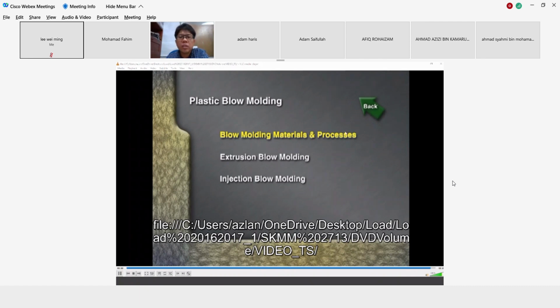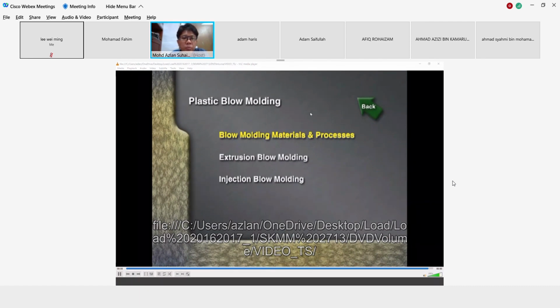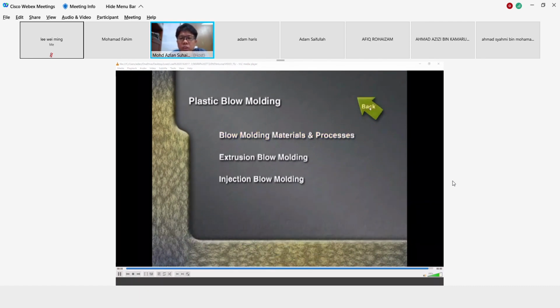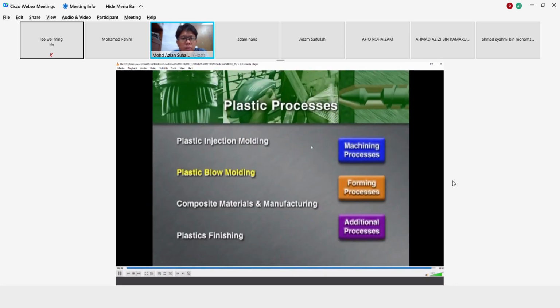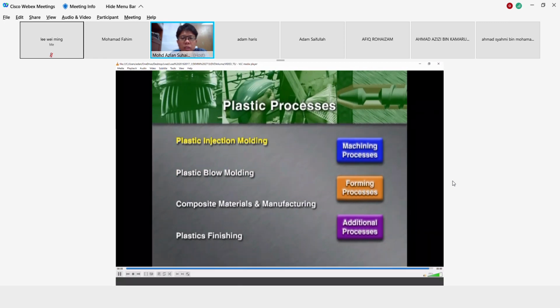Okay, that's the difference between blow molding and conventional injection molding. So they have a parison, they call it parison, where the air is pressurized into the plastic to blow it. So the blow molding, they have a parison, they call it.